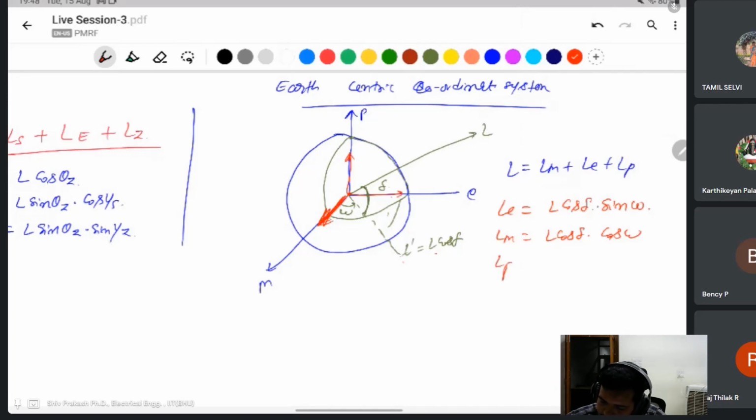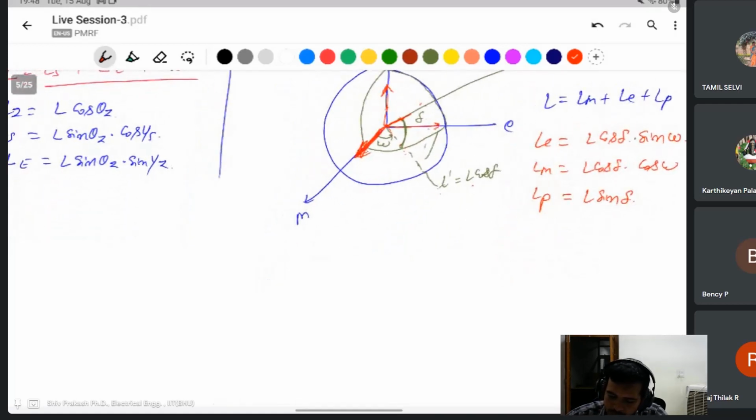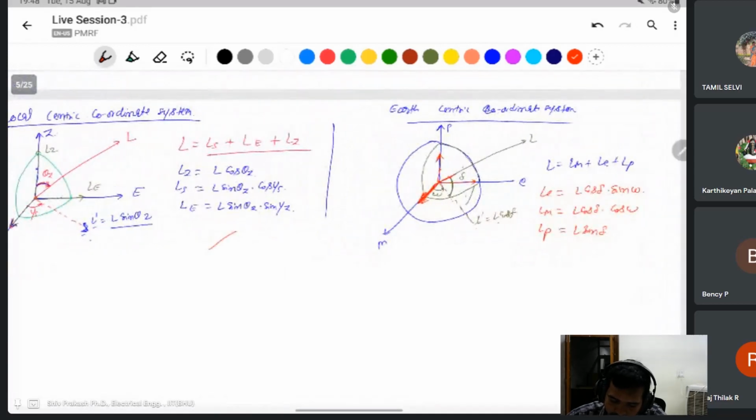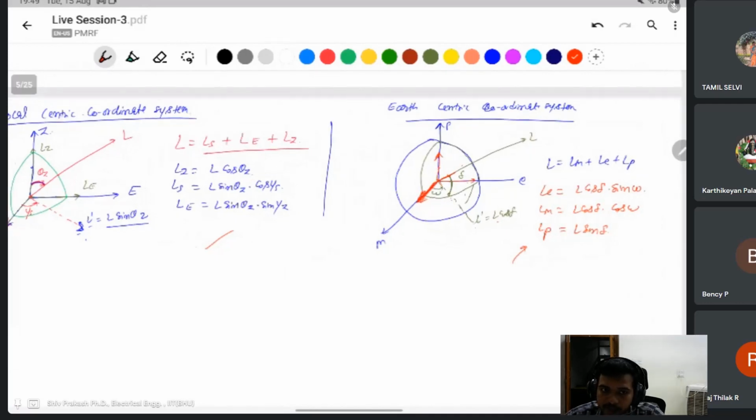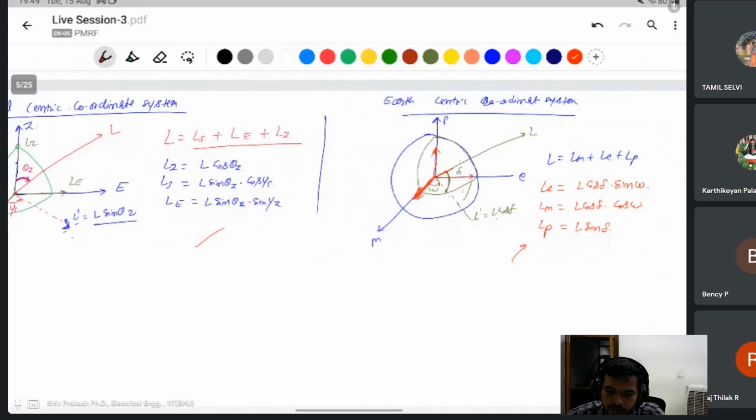And next one is LP. LP is L sin delta, because this one is replaced by 90 degrees, and this angle is delta. Then this angle is 90 minus delta. Then the insolation L with respect to the polar point is L sin delta. Both are defined, this one the local centric coordinate system, this one the earth centric coordinate system. Then combining these, we find the final insolation of the system.